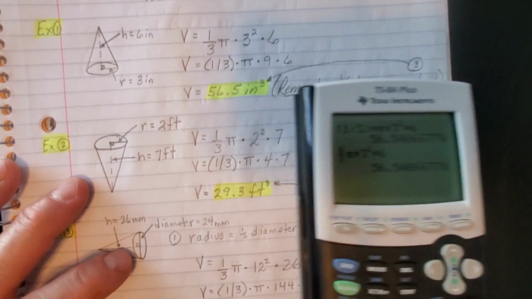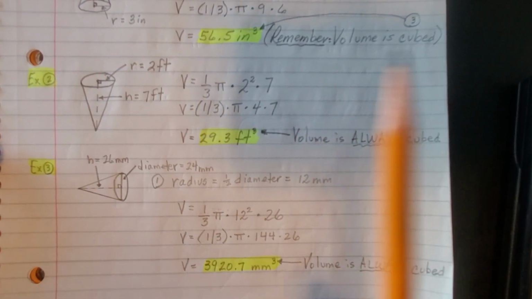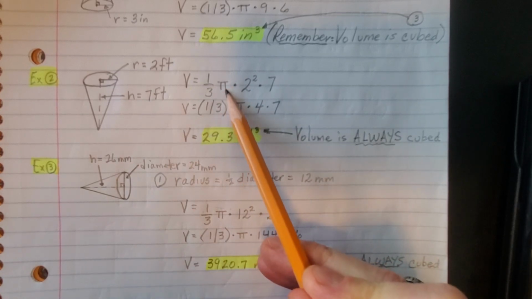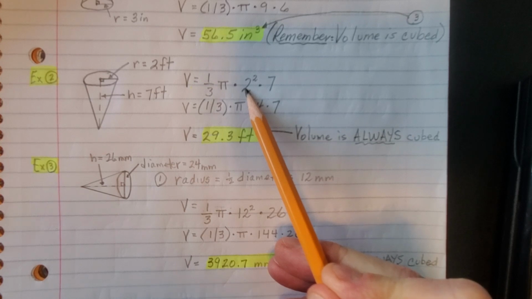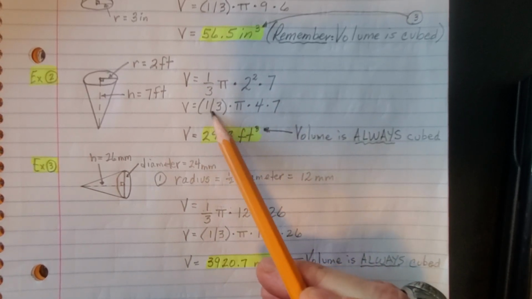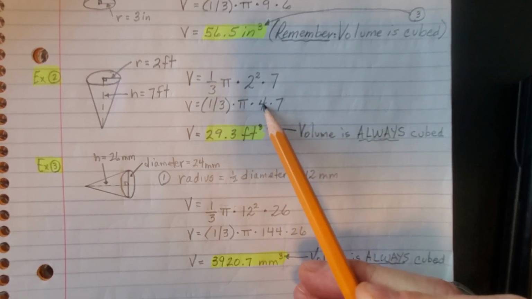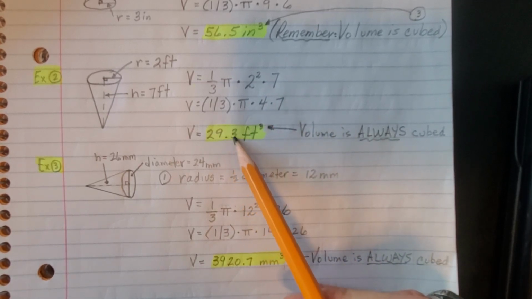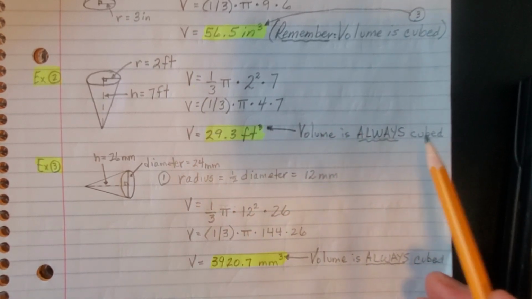All right, example 2. Example 2 here, we have a radius of 2, a height of 7. And so we say 1/3 times pi times 2 squared. 2 is your radius, so you substitute it in for r, and your height 7. And then you work it out. 1/3, you could put in parentheses like that, times pi, you could use 3.14, times 4, 2 squared is 4, times 7. And this all works out to 29.3 feet, because we're dealing with feet cubed. Remember, volume is always cubed, like I said.